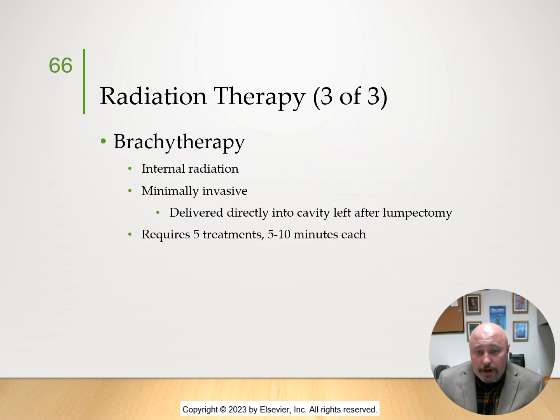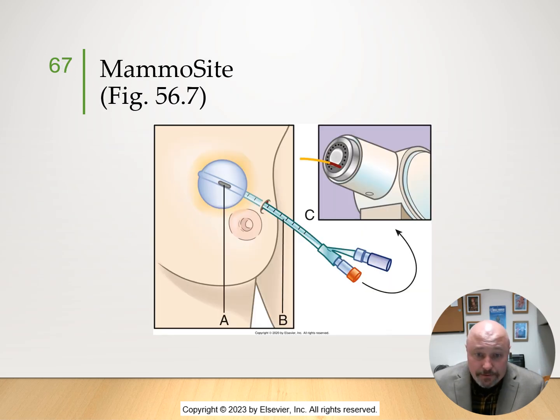Another option may be brachytherapy, which involves the placement of radiation internally and is minimally invasive, delivered directly into the cavity left after the lumpectomy. It requires 5 treatments at approximately 5 to 10 minutes each. Here in figure 56.7, we have a diagram showing just how that brachytherapy is achieved and the radiation is applied directly to the tumor site internally.